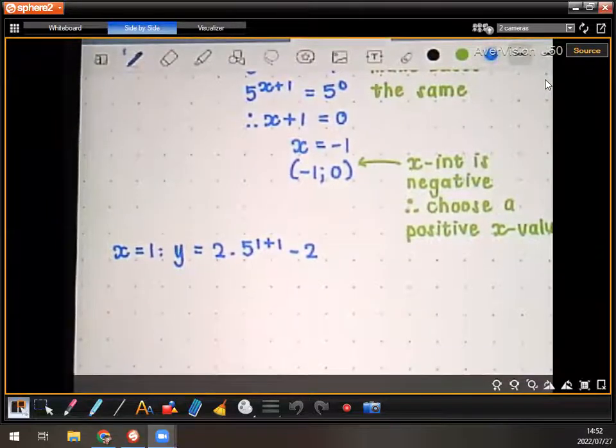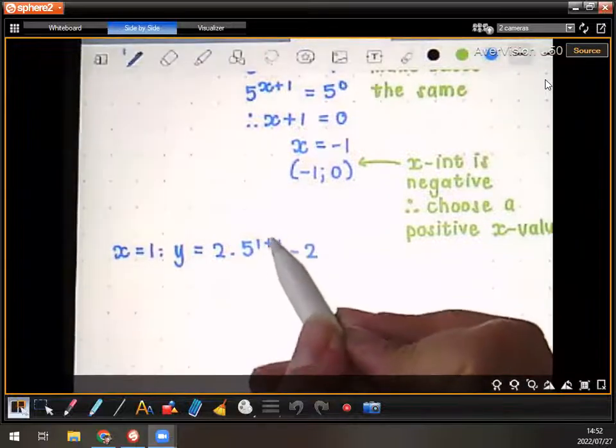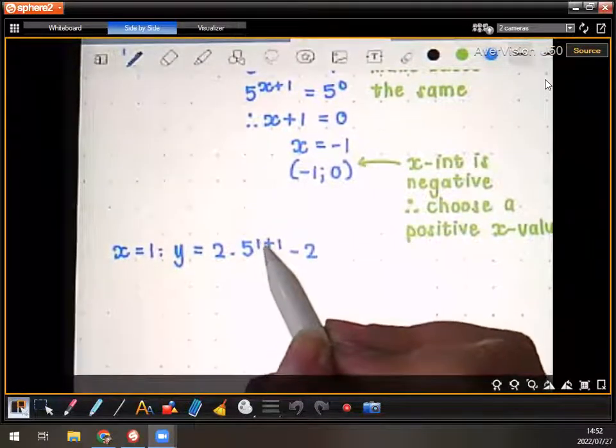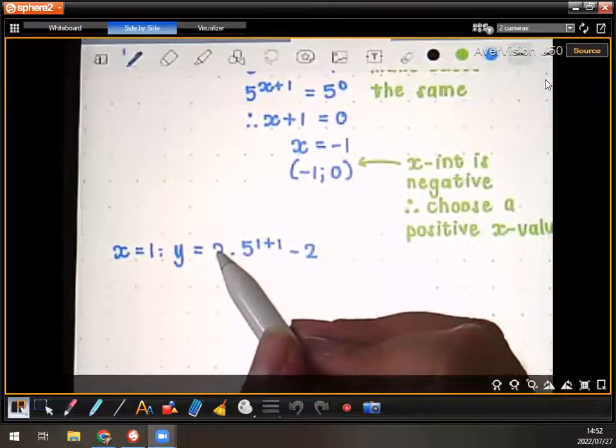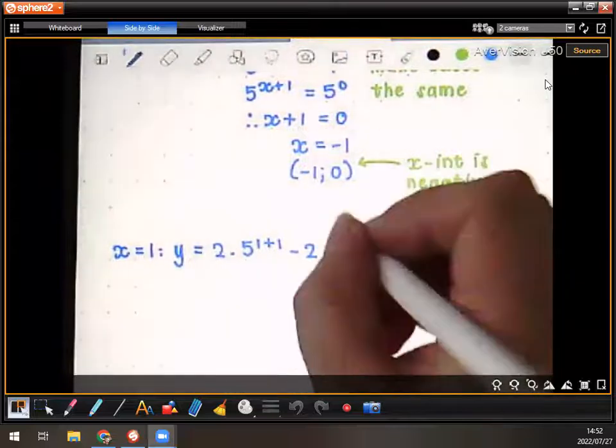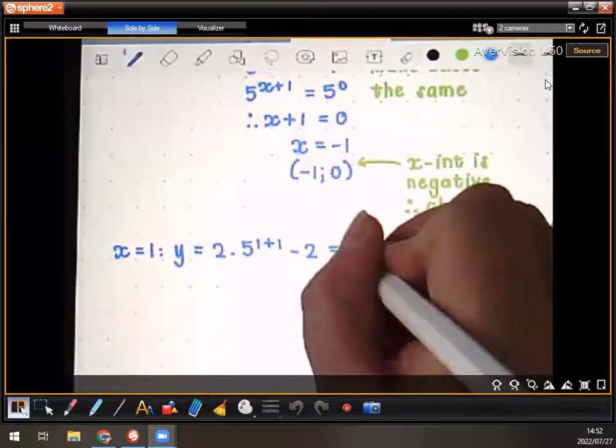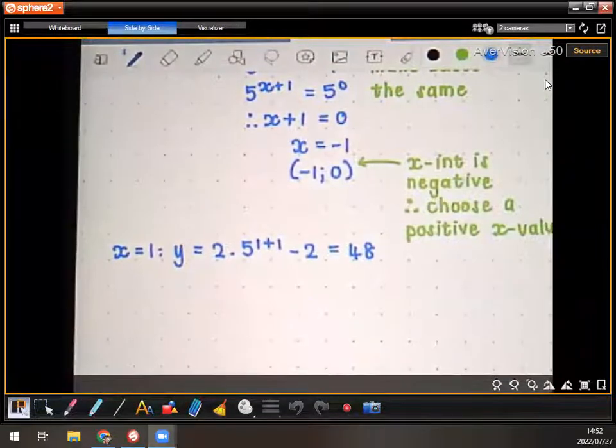Now guys, unfortunately with exponential graphs, often you're going to get values that aren't very nice, right? So this is actually a tough one to draw. This is 5 squared, which is 25, times 2, 50. Minus 2 is 48. Sure, I don't want to draw this graph. What about if we do a smaller x value? Let me quickly think. What if we do a half?